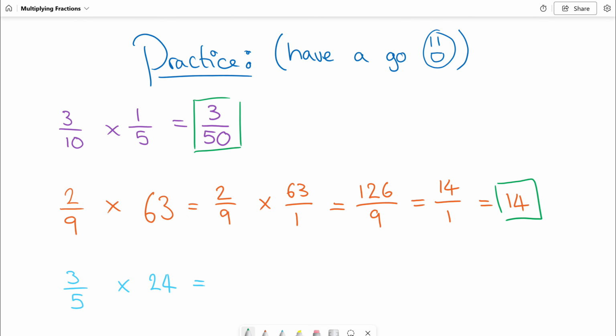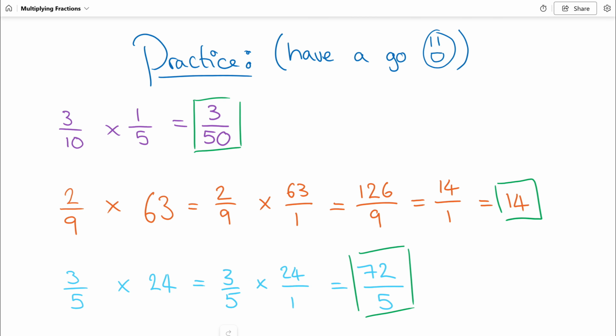Alrighty, let's do the last one. The last one is also another fractions times whole numbers question. So what we're going to do is rewrite it first things first. So it's 3/5 times 24 over 1. And now we're just going to times them out. So 3 times 24 is 72. And 5 times 1 is 5. In the 5 times table, we know it ends in a 5 and a 0. So we know 72 isn't in the 5 times table. There's no further simplifying. So there we go.